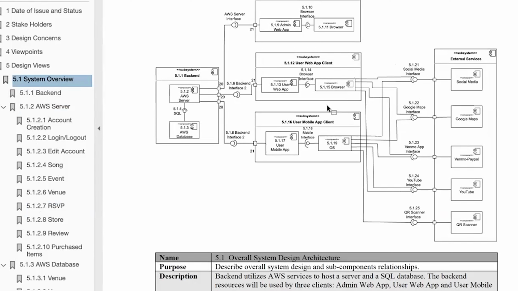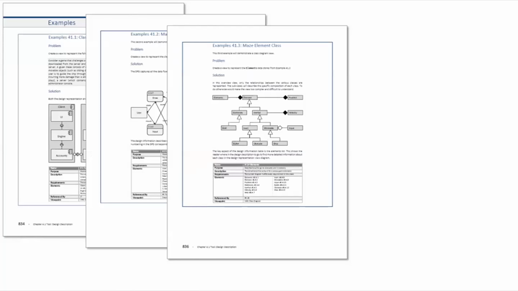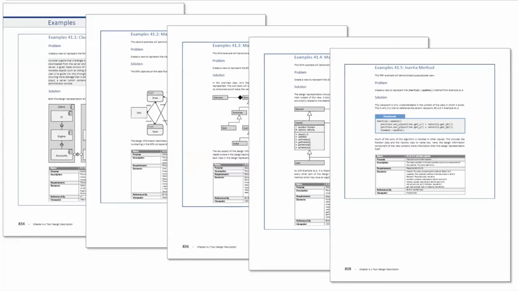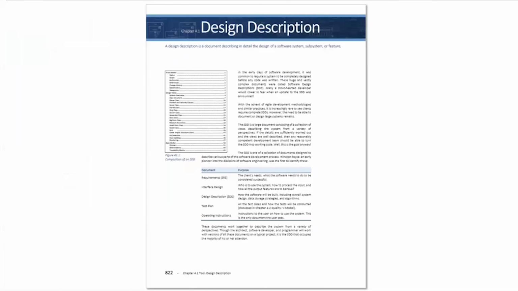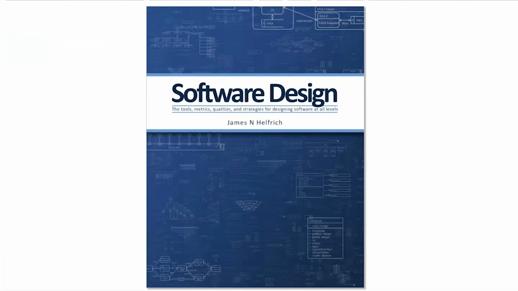So the design description allows me to start at a very specific view and understand its context by zooming out with the reference by links, as well as allows me to have the overall view and zoom in on specific aspects of design that I may care about. This is example 4.1.1 through 4.1.5 in the design descriptions chapter of the software design textbook.